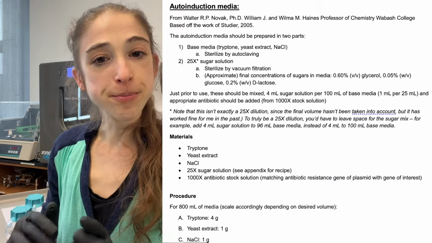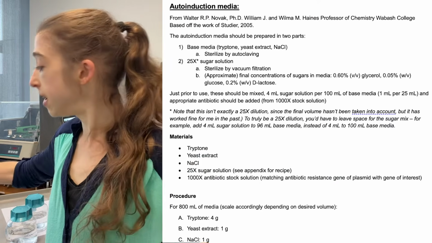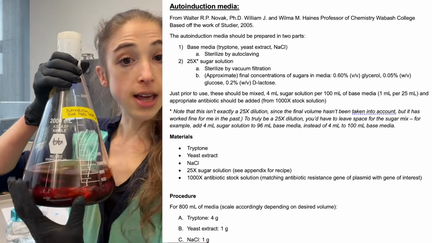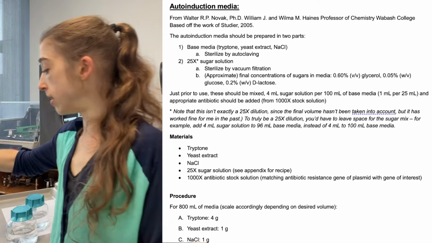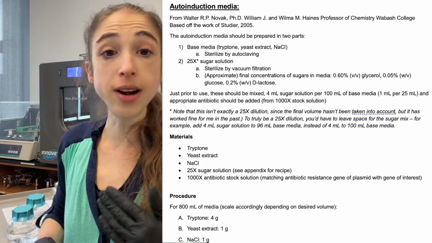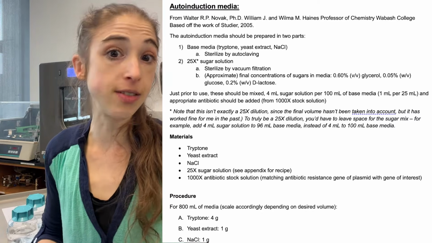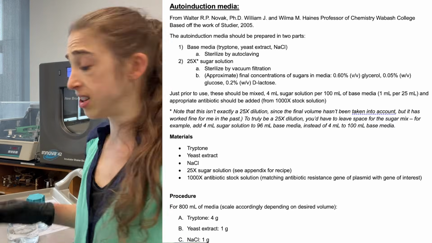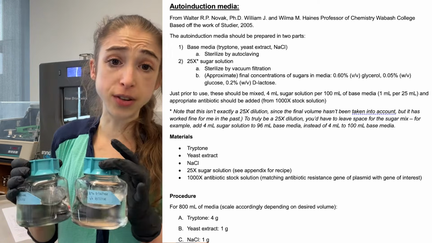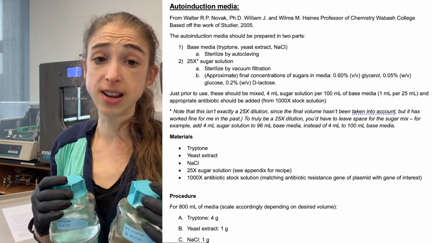So it is fabulous. When you make this autoinduction media, basically you make the base media and you autoclave it, and you then are going to add the sugar solution to it. You don't want to add the sugar solution before you autoclave it, because then you're just going to caramelize things. But you still want to sterilize your sugar solution, so we vacuum filter ours. And so you just use a bottle top filter.